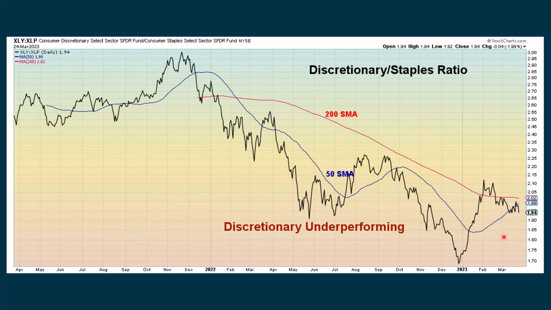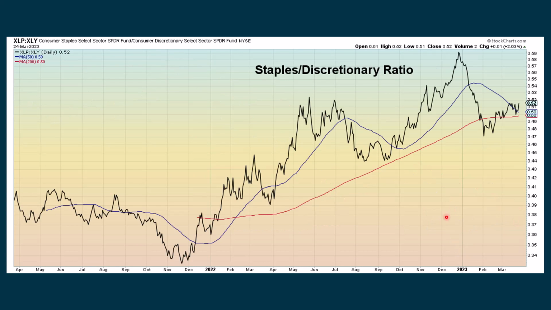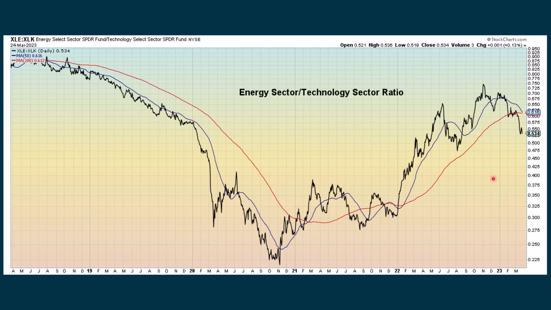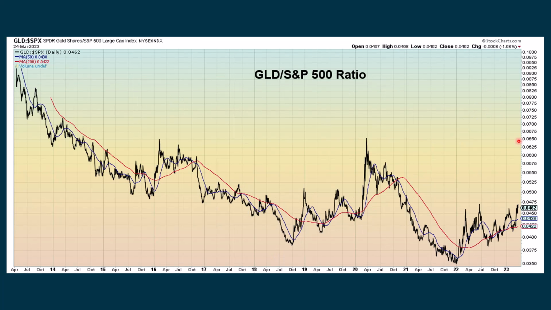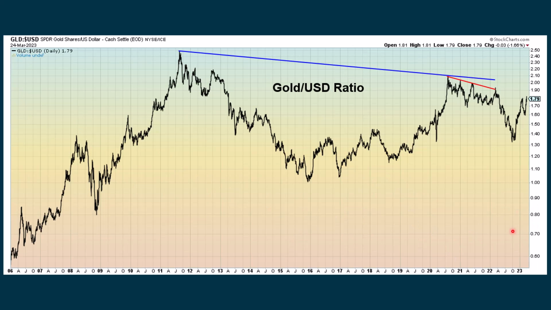Discretionary has been underperforming staples, but showing some improvement. And staples are in an uptrend when compared to discretionary. Energy, which has been really strong, is now starting to show some weakness as tech has been improving. Gold has been really outperforming the S&P. This is in an overall uptrend. And then gold to the dollar. This has been also going up with this ratio.